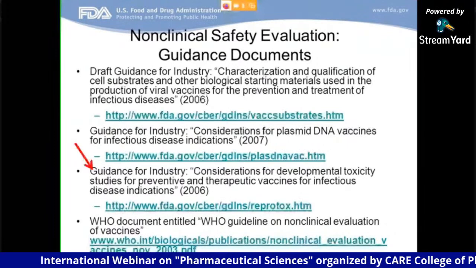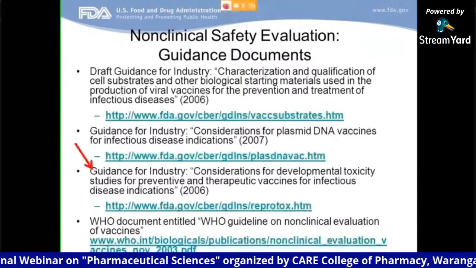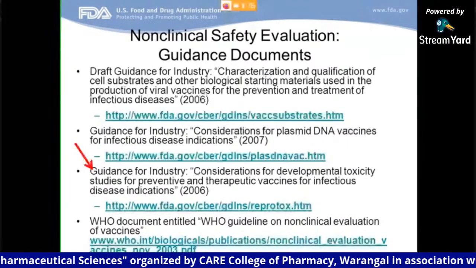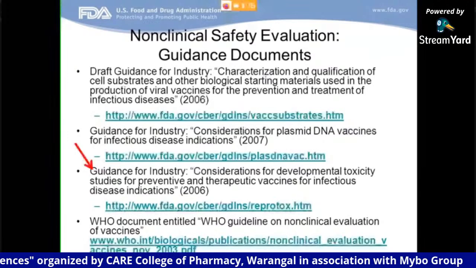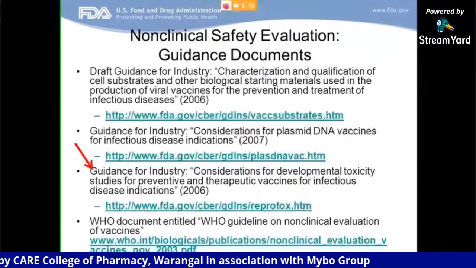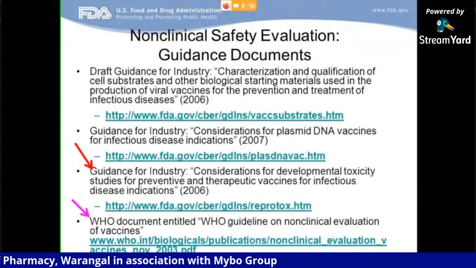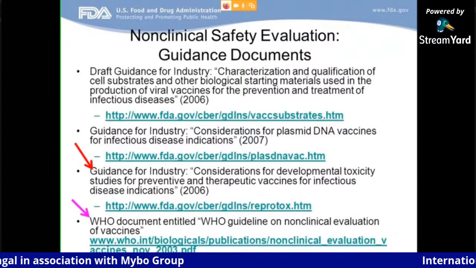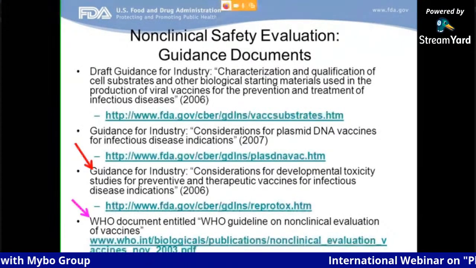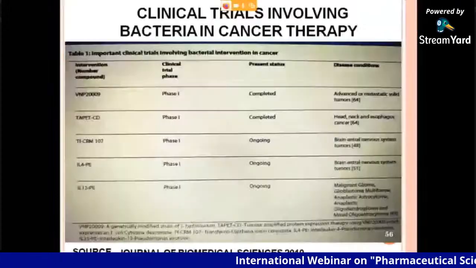Similarly, the WHO document is entitled WHO guidelines on the non-clinical evaluation of vaccines, because nowadays most of them are going for vaccines. So these are the guidelines that are briefly available for drug delivery systems.